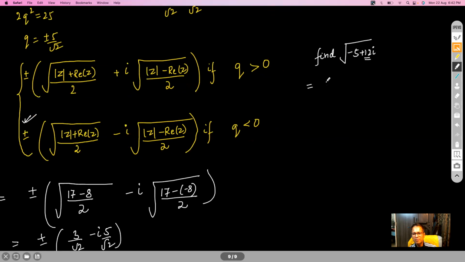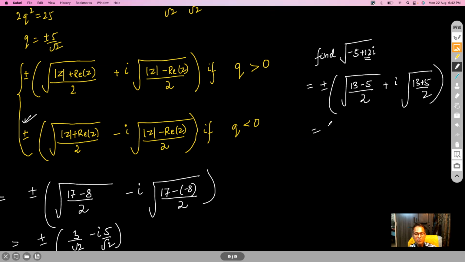So your square root will be plus minus, okay? Now, under root of mod Z, which is 13, plus real part, which is minus 5, by 2, plus i under root of 13 plus 5 by 2. Okay, what does it give you? 8 by 2 is 4, root 4 is 2, and 18 by 2 is 9, root 9 is 3. So it will be plus minus 2 plus 3i. This is your answer.